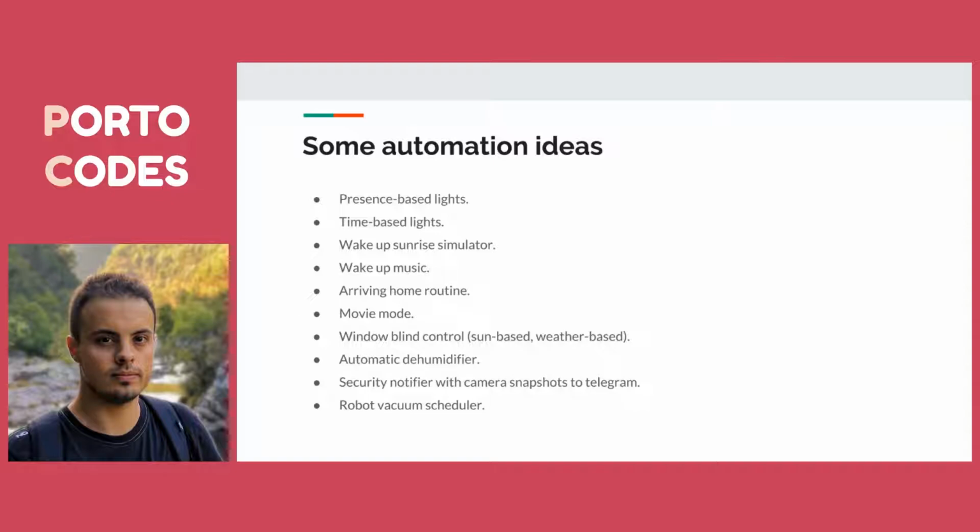Having some security notifications. Let's say you have a door sensor and you are not at home, someone opens the door and you receive a snapshot from a camera in Telegram. And also the vacuum scheduler, which uses the thing I talked about before. Imagine you set it to vacuum the bathroom on Monday, vacuum the kitchen on Thursday, and so on. I have a colleague that is using this and is liking it.